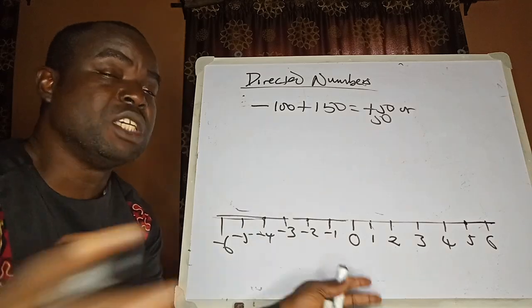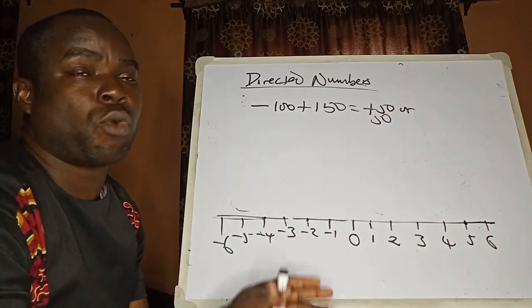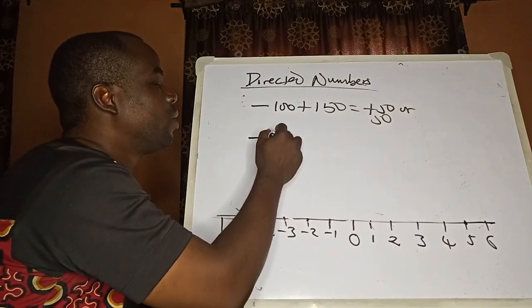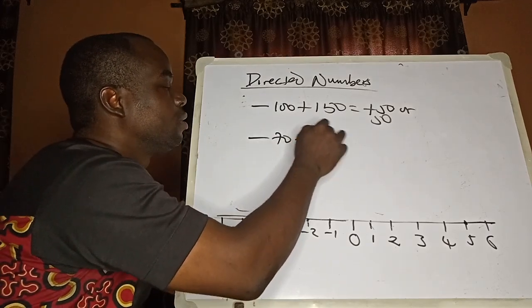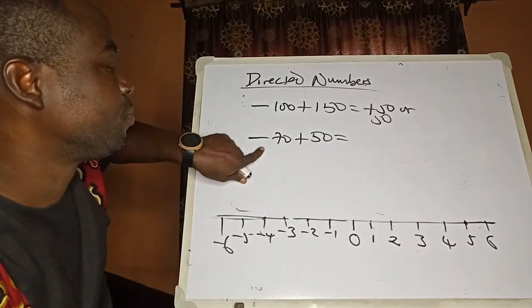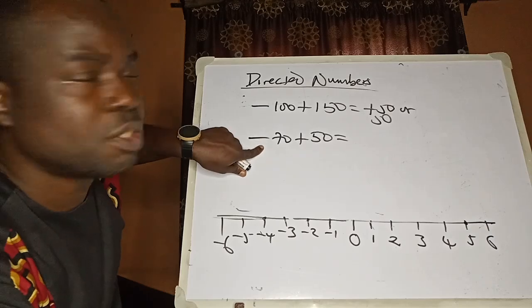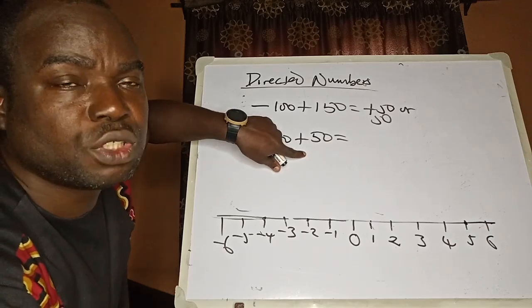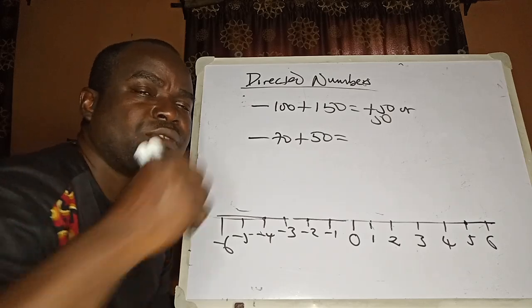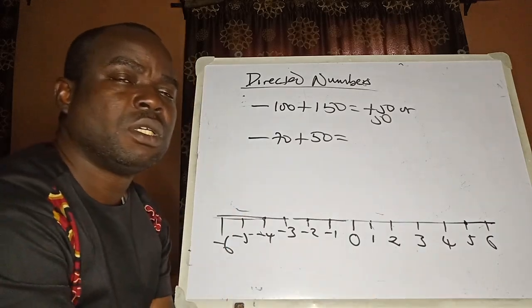Because the number line may be too big for you at that time, you apply money to do it. Now look at this. Let's do minus 70 plus 50. Now, put yourself in this shoe. You are owing somebody 70 naira, which is minus 70, and you have how much? 50 naira in your pocket. You pay the person the 50 naira you have.